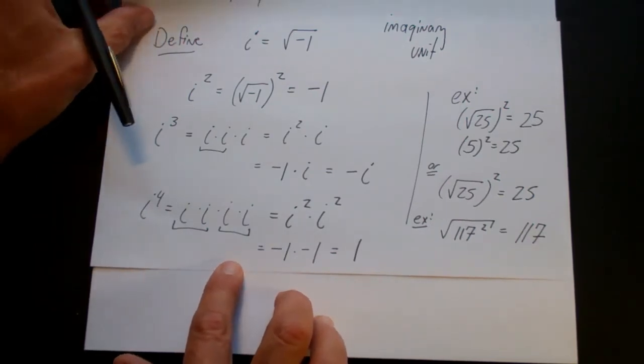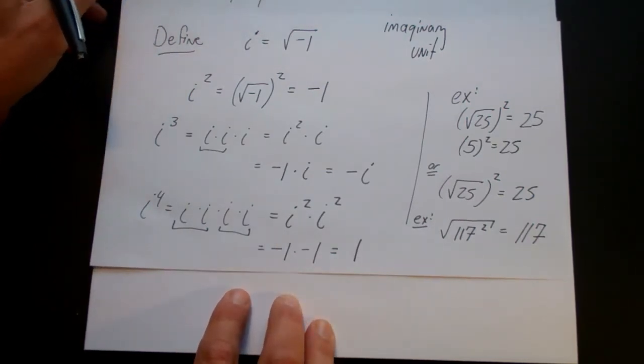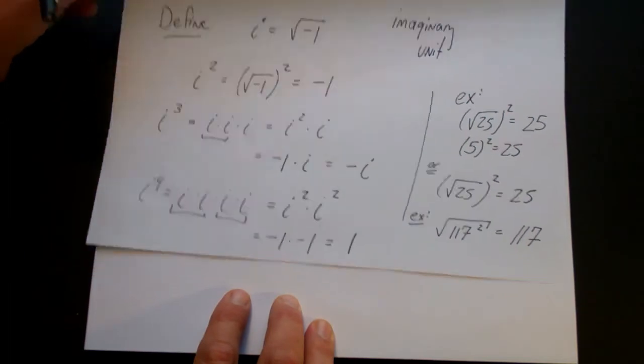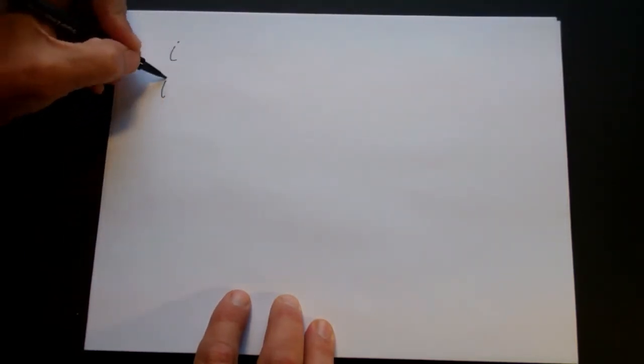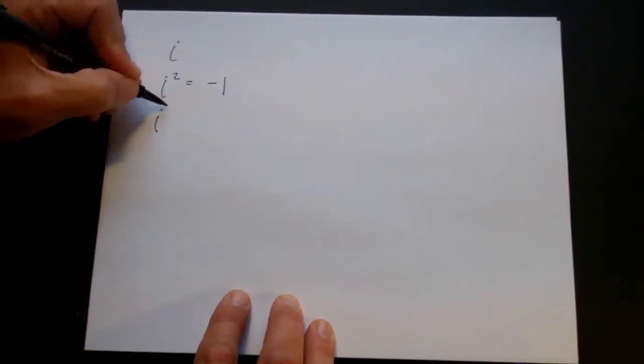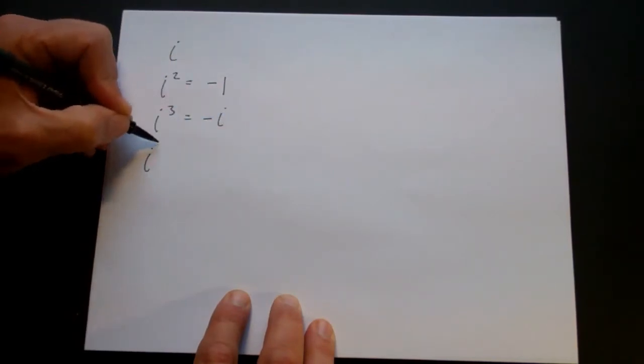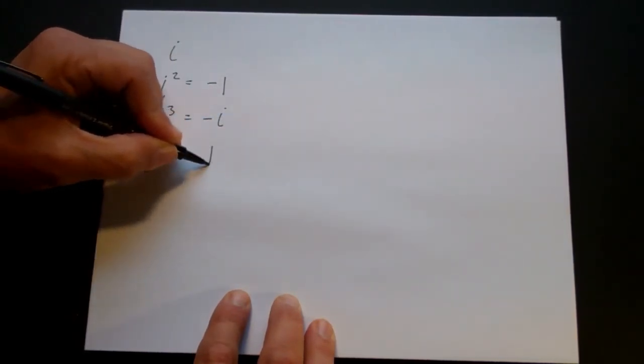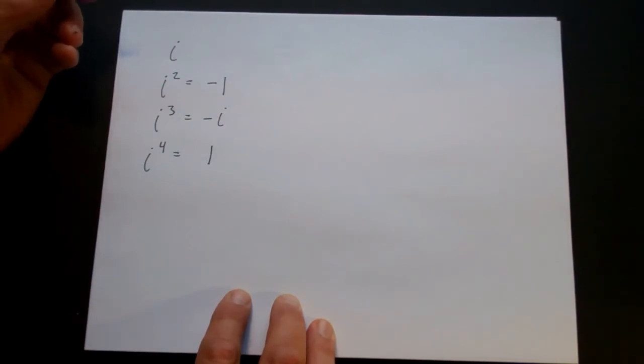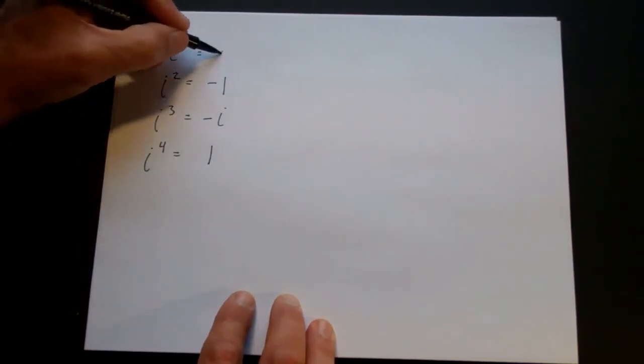So if you notice, we have this very simple pattern. I, of course, is I. I squared is equal to minus 1. I to the third is equal to minus I, and I to the fourth is equal to 1. And we'll repeat this pattern.